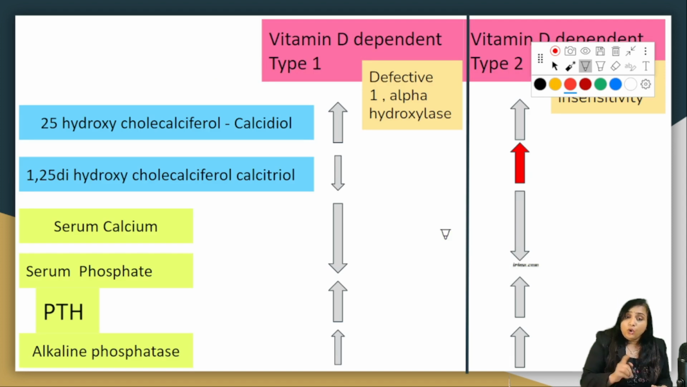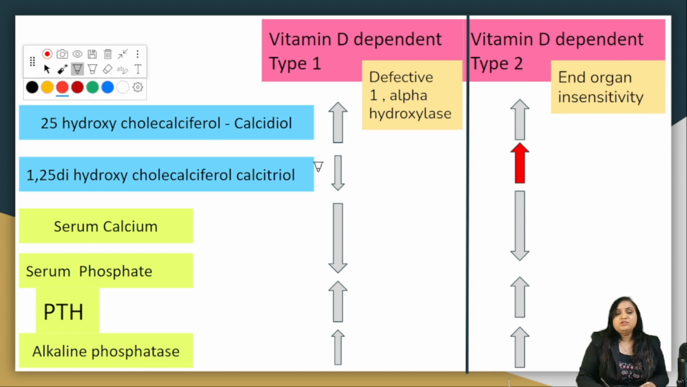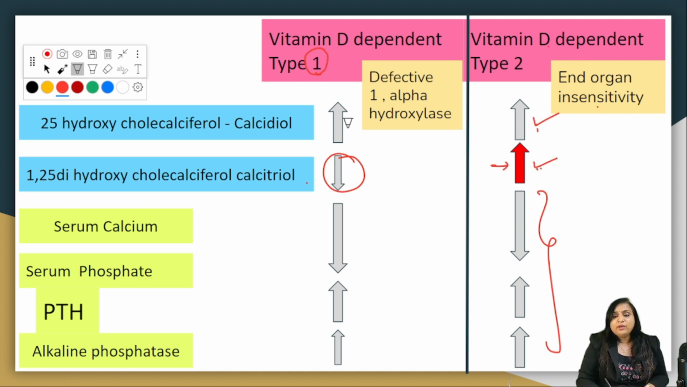But in contrast to type 1, where we have a decrease in calcitriol, here it will increase. In contrast to type 1, where we only have an increase in diol but not triol, this will have an increase in both. So this is the differentiating feature between vitamin D type 1 and type 2.